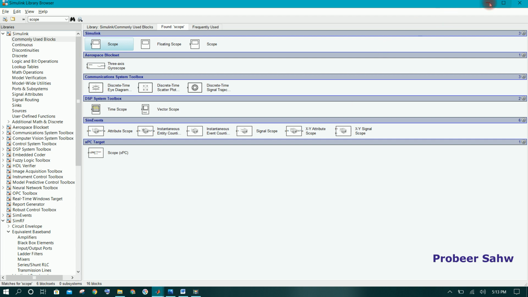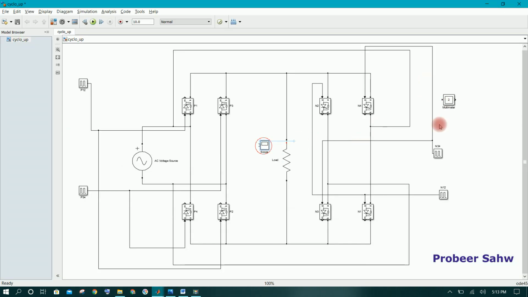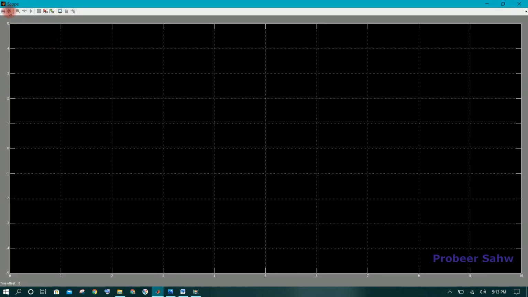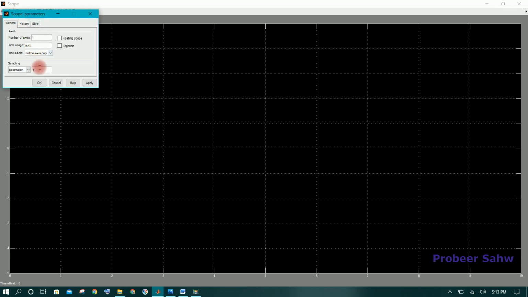We go back to our model. Now the output of the multimeter will be shown on the scope. Scope is a display which gives you graphical display of the measurements. Double click on the scope. The scope will open, maximize it and click its settings button. We are going to make certain changes so that output is displayed in a very well manner.